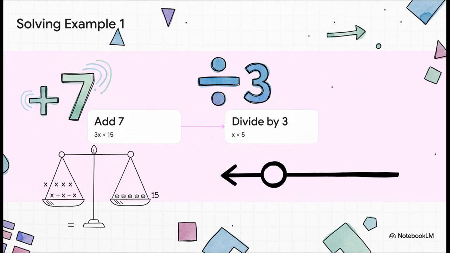First, we need to undo that minus 7. So we do the opposite. Add 7 to both sides. That leaves us with 3x is less than 15. Now for the last step. We divide both sides by 3 to get x alone. 15 divided by 3 is 5. So our answer is x is less than 5.